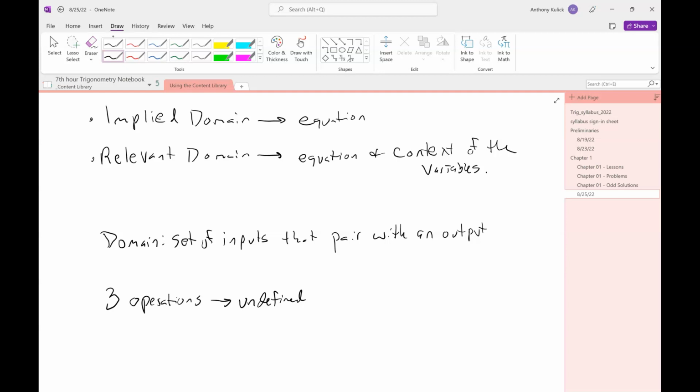What's 0 divided by 5? 0. What's 5 divided by 0? Nope. That's undefined. Division can give you an undefined result when we divide by 0.